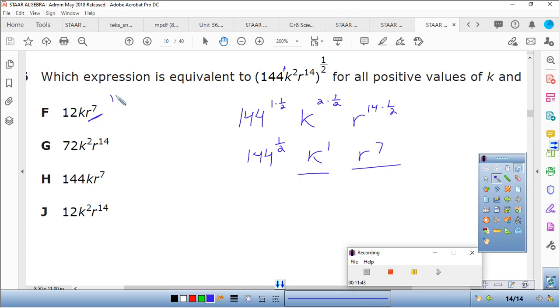R to the 7th, check. K, check. That means just k, just FYI. Out. Now these two, oh, these are pretty good. So this is still good. Out. Now look at this real quick. 12 or 144. This is 144 to the half. So you know what? I'm going to check what that is in the calculator.